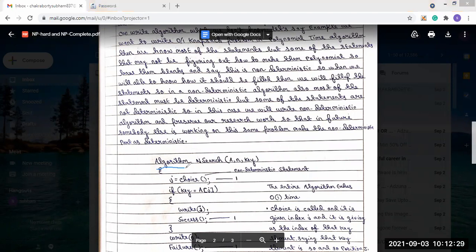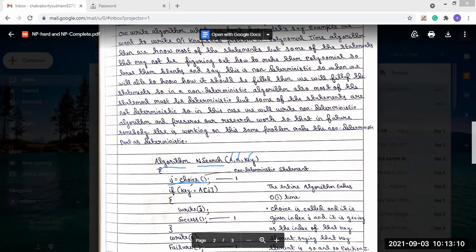Now, what is this? Let's say this algorithm is named in search, and it takes three arguments as parameters: A is the name of the array, n is the length of the array, and key is the key element that we are searching for in the array, whether it is present or not. After that, inside the algorithm, we have written j equal to choice.